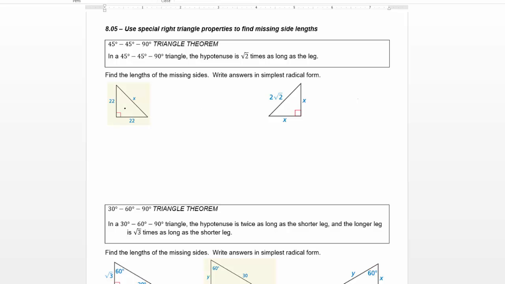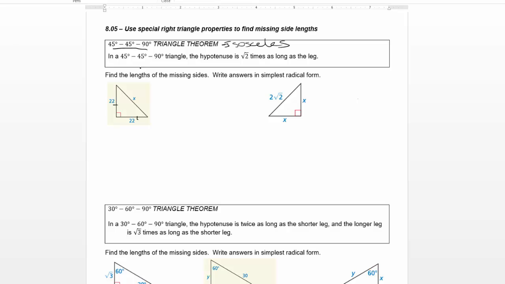These first two problems we're going to are 45, 45, 90 right triangles. I know they're 45, 45, 90 right triangles, even though the angles are not labeled. I could tell that they are because they're isosceles. Isosceles right triangles are always 45, 45, 90s. And again, I tell these are isosceles because two sides are the same length.